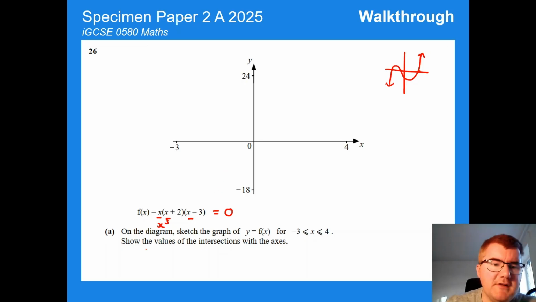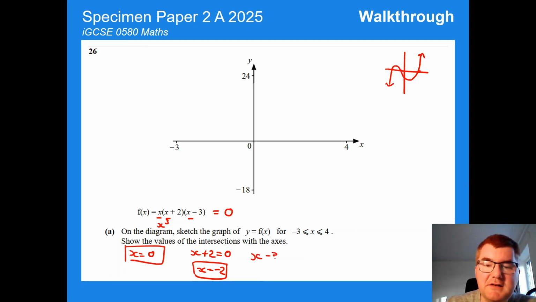If this is true, then either x must be 0, or x plus 2 is 0, which means x is minus 2, or x minus 3 is 0, which means x is equal to 3. So these are the places that it crosses the x-axis. So we can put those in. So we have 0 here, we have a minus 2 here, we have a positive 3 over here.